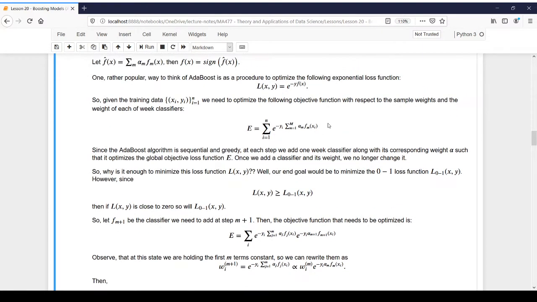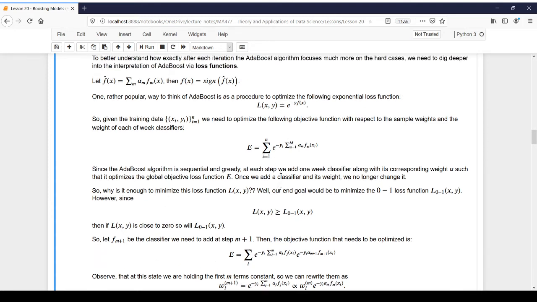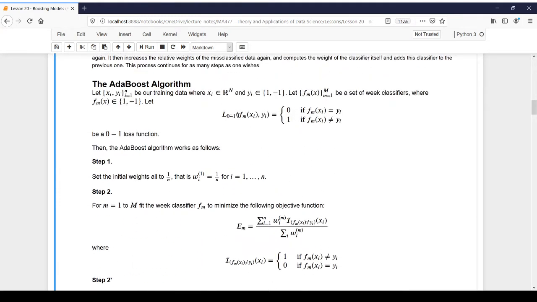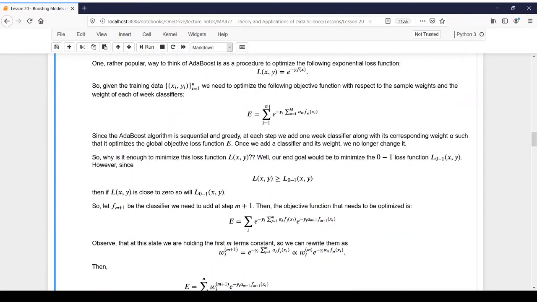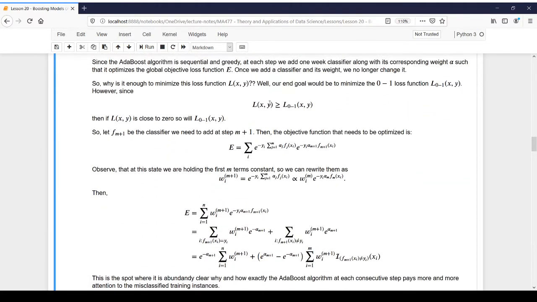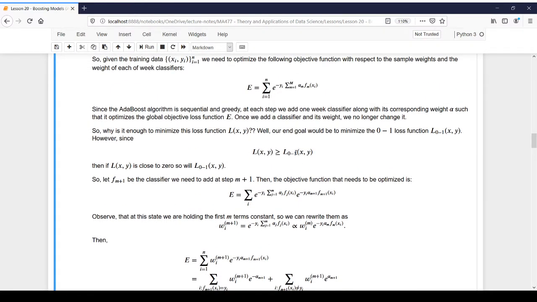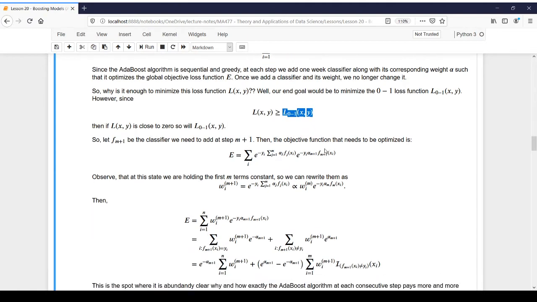So the goal, as I said here, is to optimize this L(x,y), but let's first talk about why this is enough, okay? Because recall that our actual goal, at the end of the day, is to minimize the 0-1 loss function, but it's rather obvious that this exponential loss function is bounded by the 0-1 loss function. So by minimizing L(x,y), you're in turn minimizing the 0-1 loss function as well.